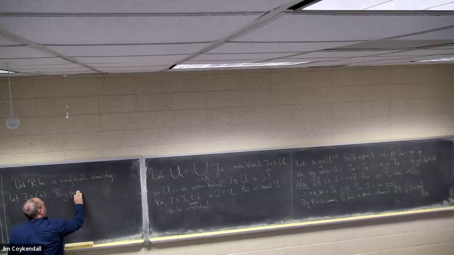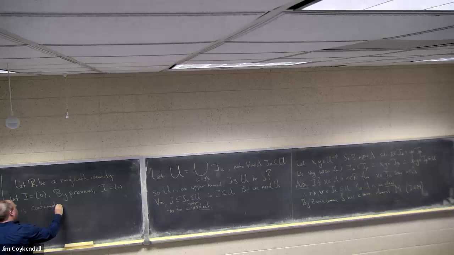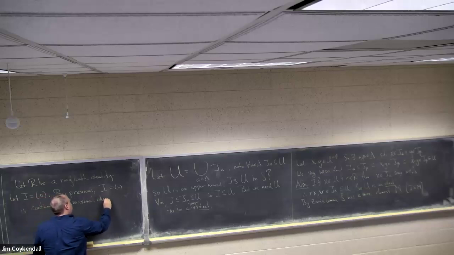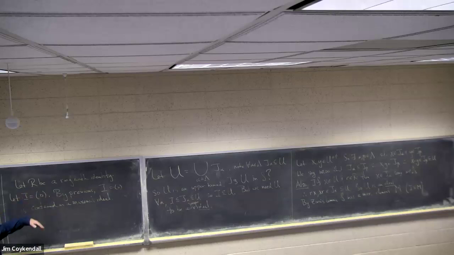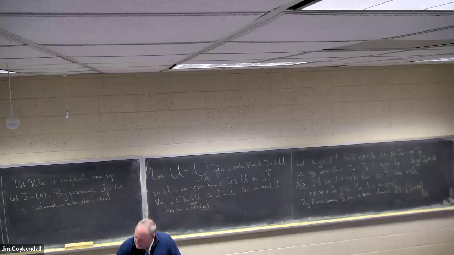By the previous result, the zero ideal is contained in a maximal ideal. So all we need to do is use the zero ideal as a C, and then it's contained in this. But the previous statement is even stronger, because it says you can use any proper ideal as your C, and it's contained in some maximal ideal. Okay, any questions on it?